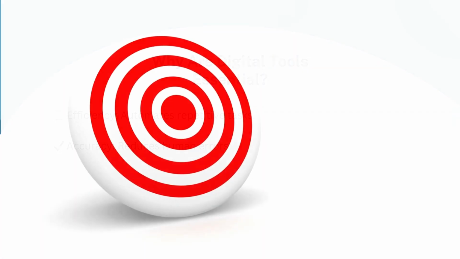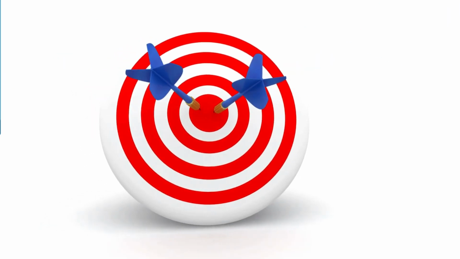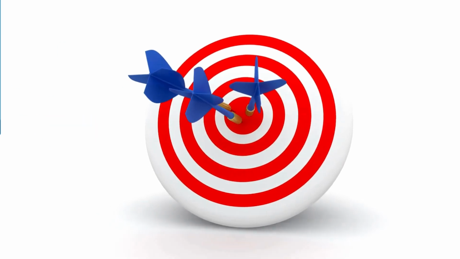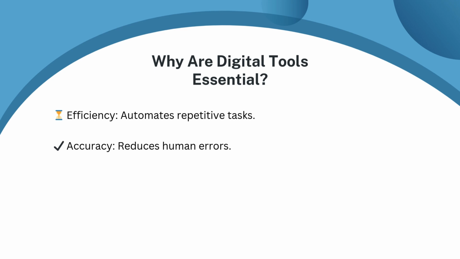Accuracy. Manual processes are prone to human error. A single missed study or incorrectly calculated statistic can skew your conclusions. Tools like RevMan and EndNote ensure precision, leaving less room for mistakes.